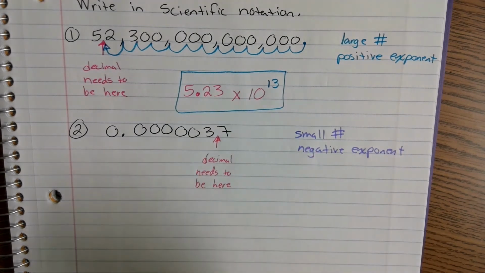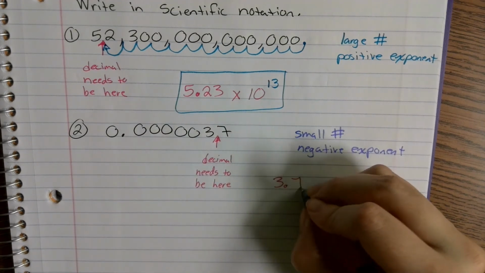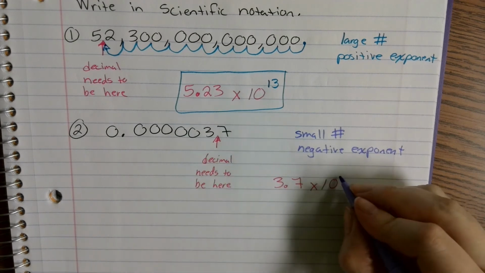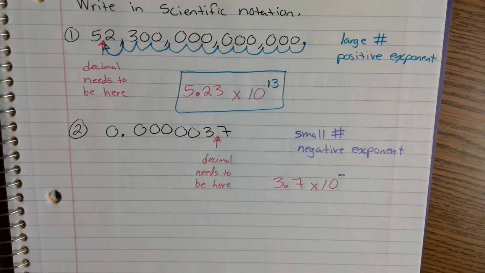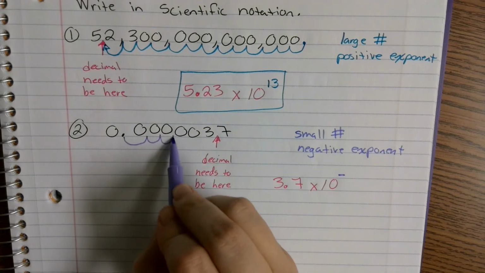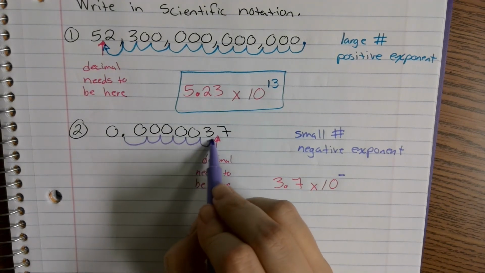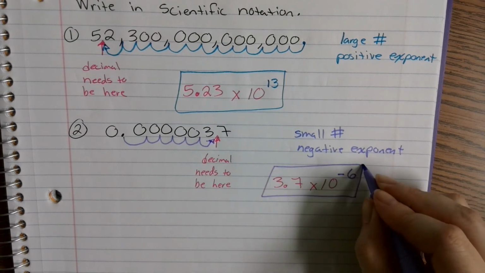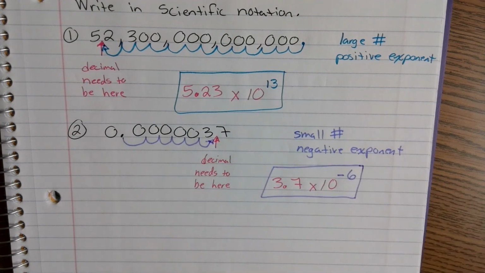So I know that my final answer is going to be 3.7 times 10, and I know it's going to be a negative exponent because I'm dealing with a small number. So now we count and see what that number is. 1, 2, 3, 4, 5, 6. So it's a negative 6. 3.7 times 10 to the negative 6 power. That's the scientific notation.